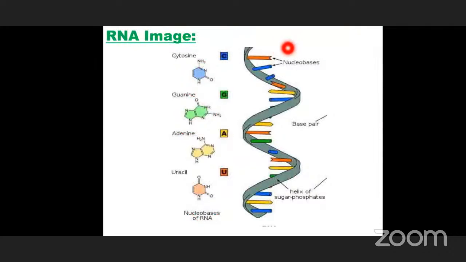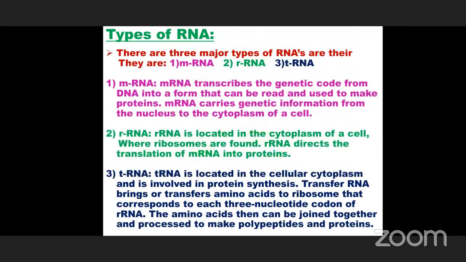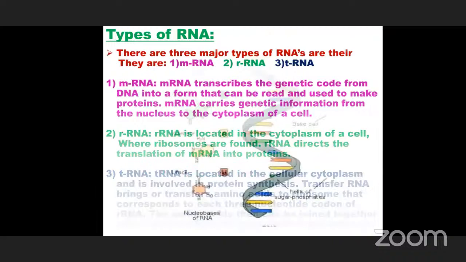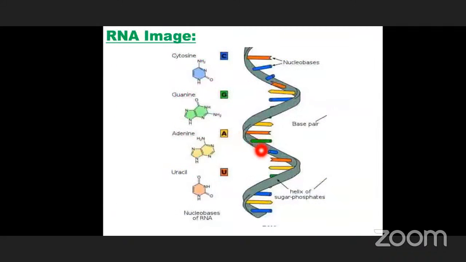So this RNA molecule is a single-stranded molecule. These are the nucleobases, nothing but nitrogen bases. These bases are present in the helix of sugar phosphate. The RNA molecule is a single-stranded biopolymer. It does not consist of a double strand. It consists of only one single strand.